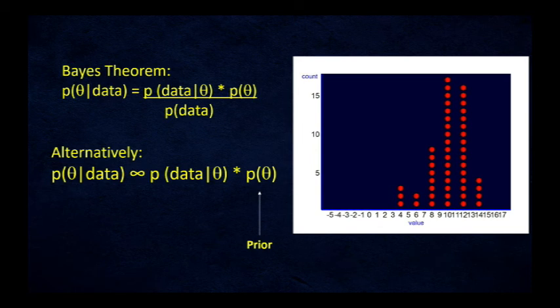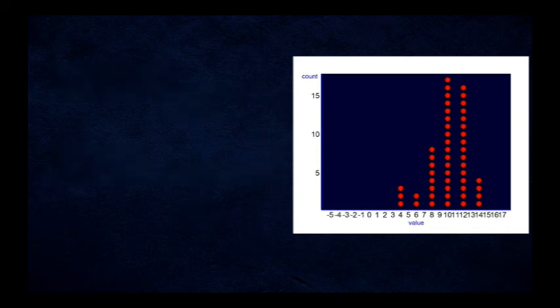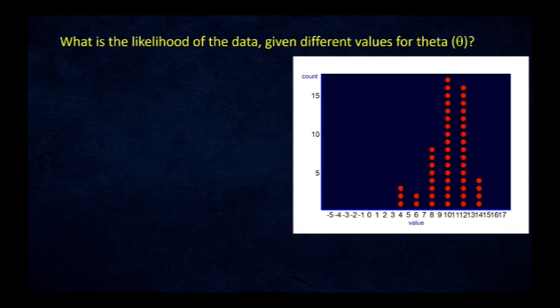This term is the likelihood. The way to think about the likelihood is to look at the data we have and ask, what are the chances of getting these data given different possible values for the parameter theta?